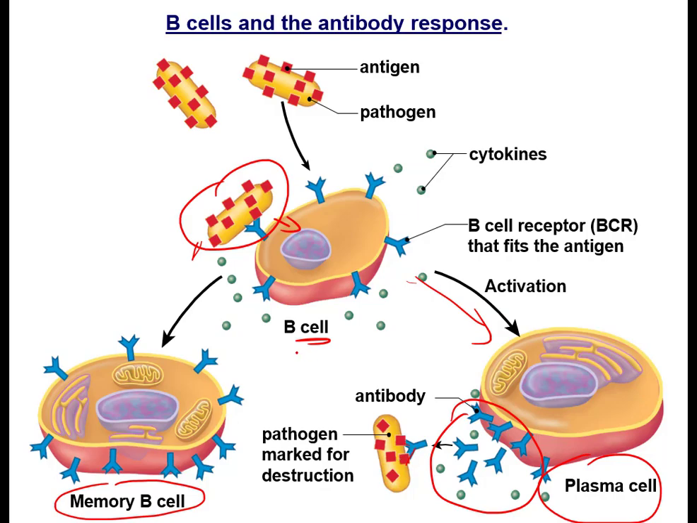Your body has trillions of different B cells. It's not like you have just one. You have trillions of different types. Each B cell recognizes one specific pathogen. So one B cell may recognize mono, another B cell recognizes the flu, another B cell recognizes a cold. So each B cell is very specific to the antigen it binds to.